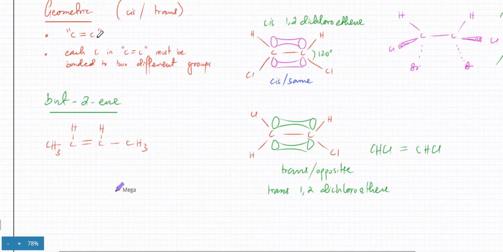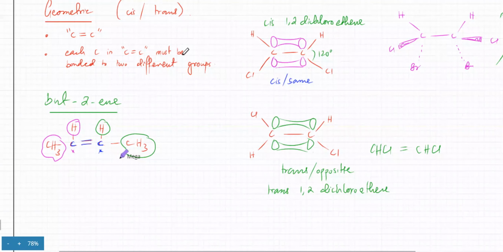You need a double bond. So there is a double bond. Let me highlight it. There's a double bond over here. And the second thing is that each carbon in the double bond must be bonded to two different groups. If you focus on this carbon atom over here, it is bonded to two different groups. There's a CH3 and there's an H. And if you focus on this other carbon atom over here, it is also bonded to two different groups. One is H and the other one is CH3.